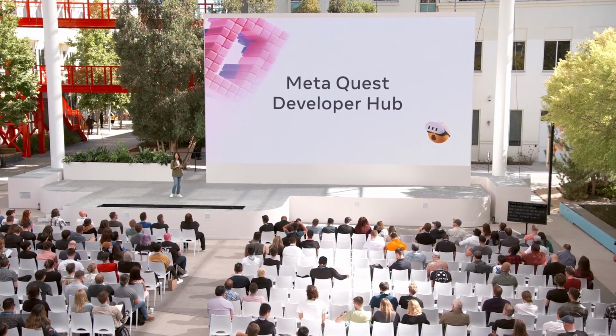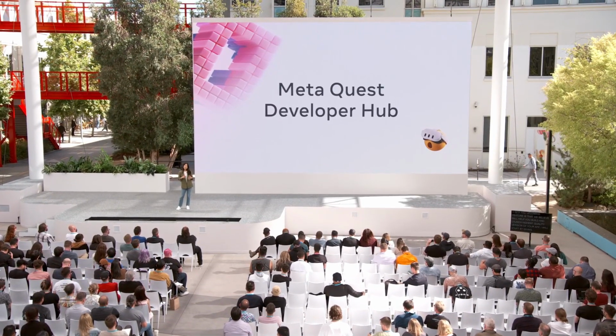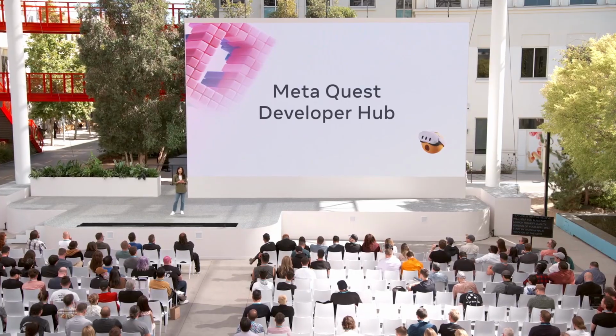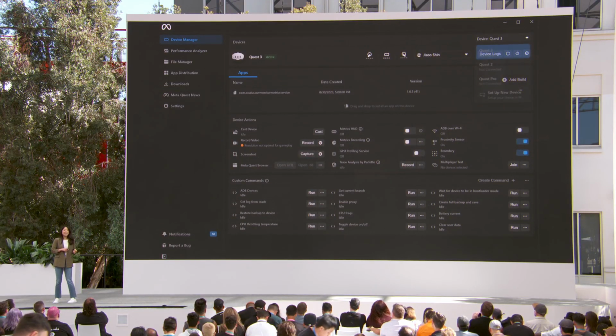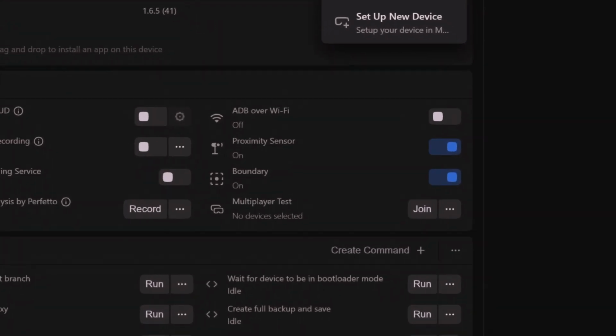I'll start by giving a walkthrough of the MetaQuest Developer Hub, or MQDH, which is a desktop companion application to the MetaQuest and a centralized place for your development. In the Device Manager, you'll see a UI for easily managing your devices and your device settings, as well as a UI for some common ADB commands, like disabling the Guardian and the proximity sensor.